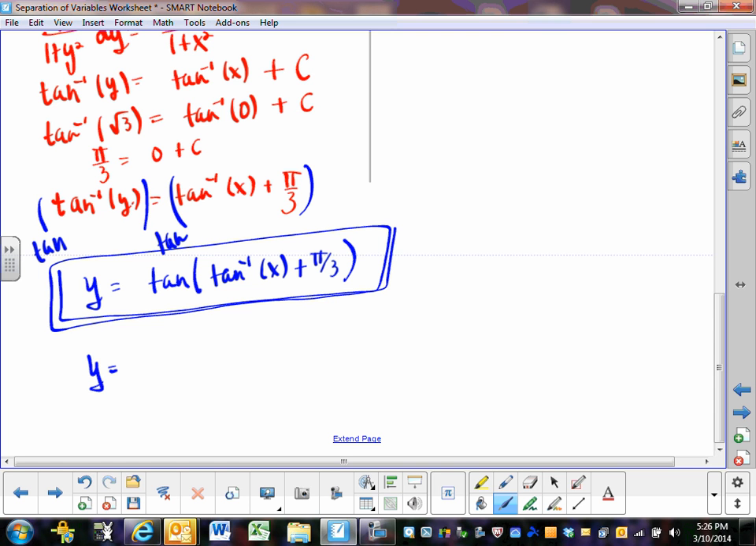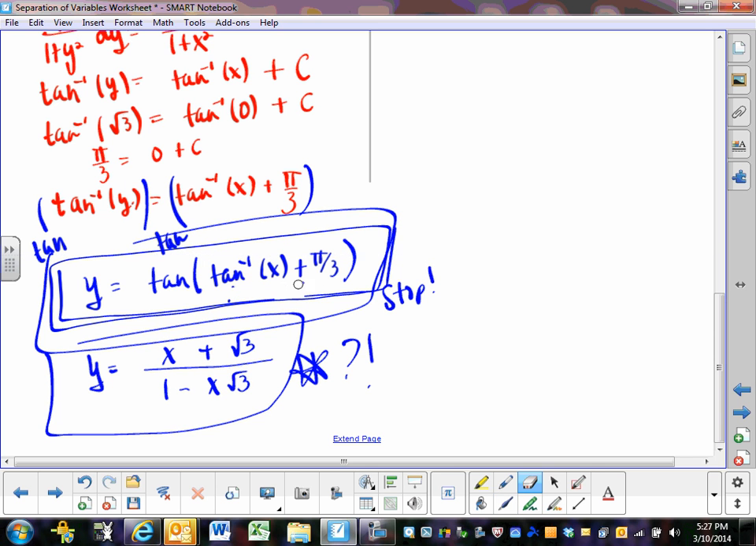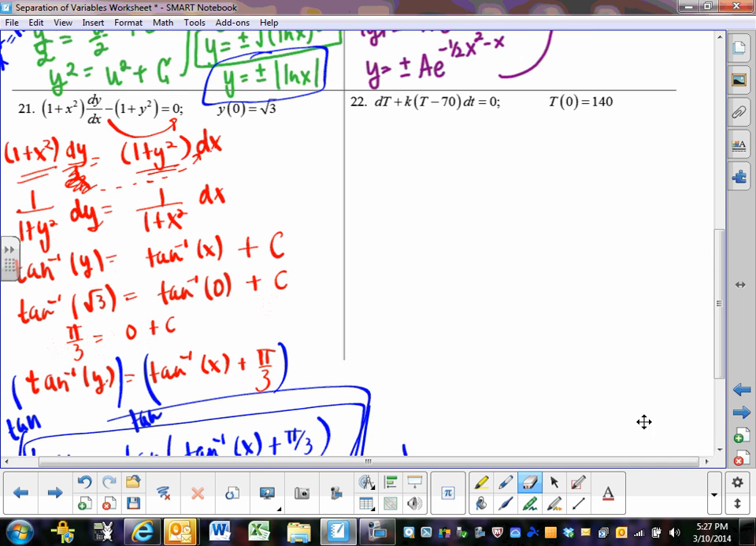So natural log absolute value of y is negative, and I can integrate by leaving the negative on the outside, parentheses, x squared over 2 plus x plus c. But I would have to redistribute the negative at one place or the other. So then absolute value of y is Ae to the, and I'm going to go ahead and distribute that negative, negative 1/2 x squared minus x. Okay. So y is technically plus or minus Ae to the negative 1/2 x squared minus x.